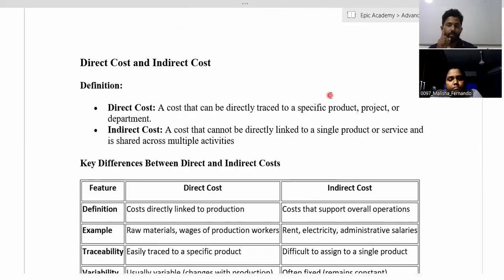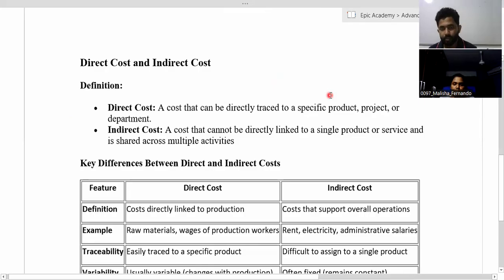Now, we have already identified the production related to a certain time period. We identified total production, average production, and marginal production. Now it is time to identify direct cost and indirect cost, related to the cost section. Direct cost is a cost that can be directly tracked to a specific production, project, or department.